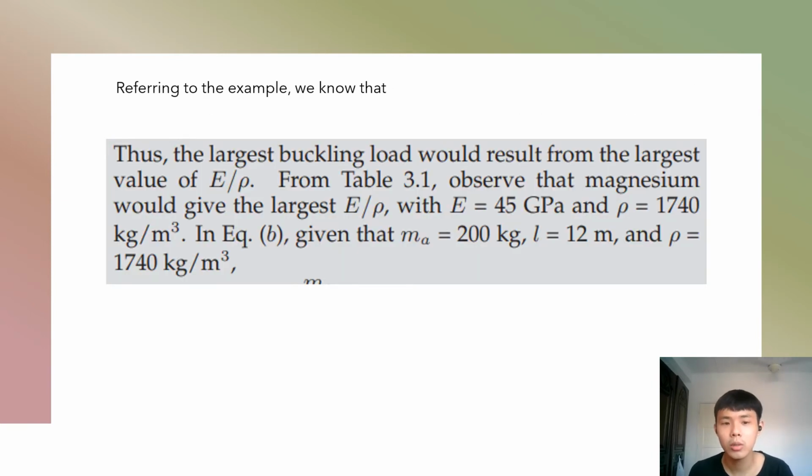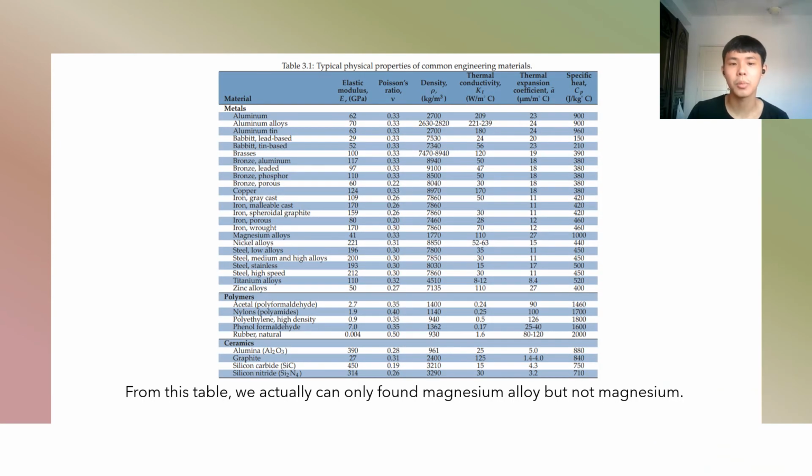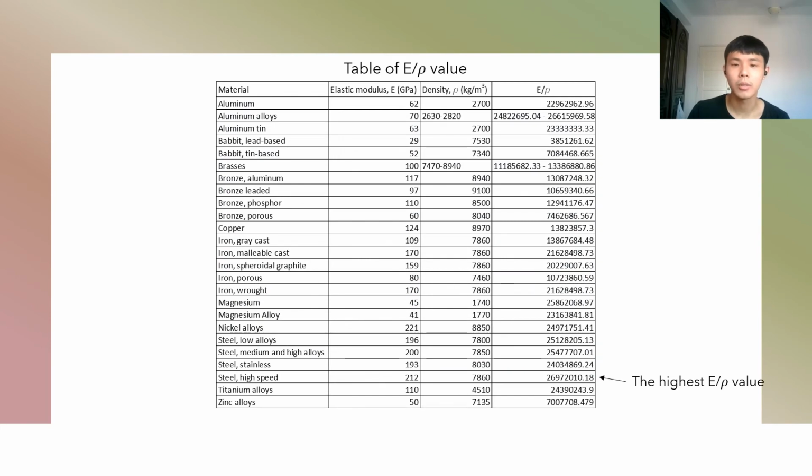Referring to the example, we know that the largest buckling load would result from the largest value of E over rho. From table 3.1, observe that magnesium would give the largest E over rho value. This is table 3.1, and we cannot find magnesium in this table. The thing we can find is magnesium alloy, which is okay. I will include magnesium in the calculation of E over rho. This is the E over rho value table, and we found that magnesium is not the highest. The highest E over rho value is high speed steel. But it's okay, I will make a comparison between magnesium and high speed steel.